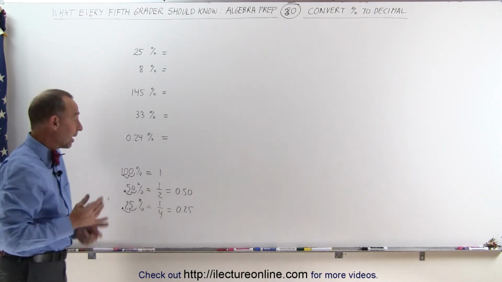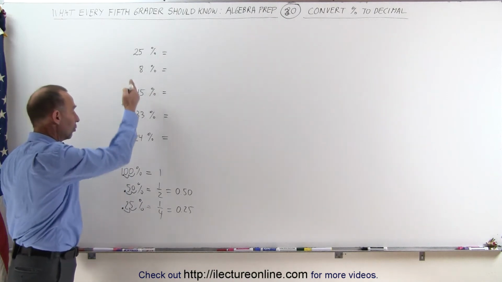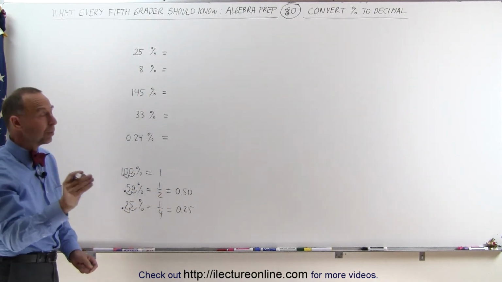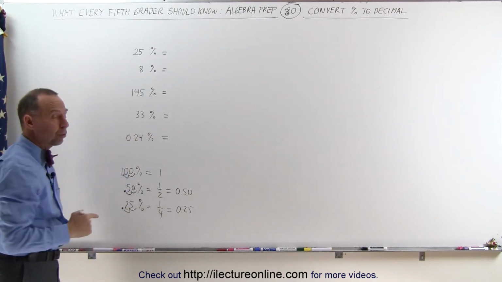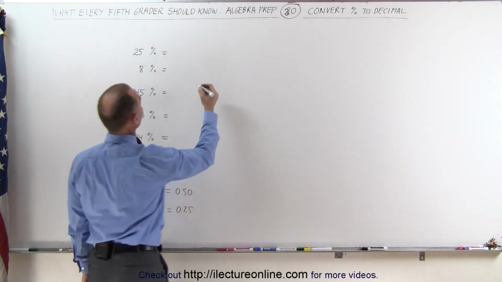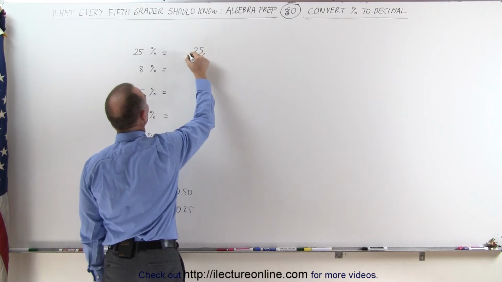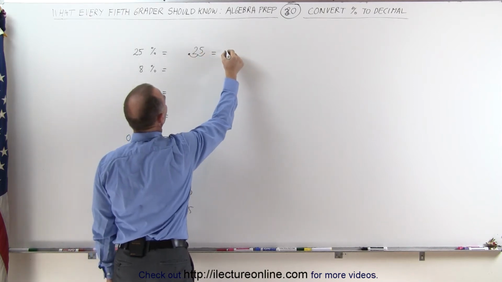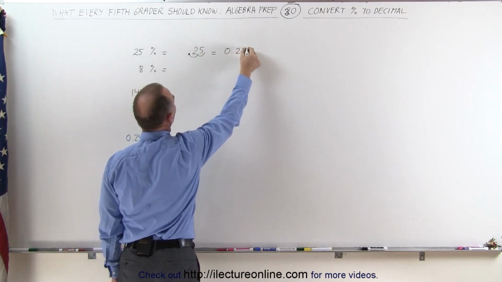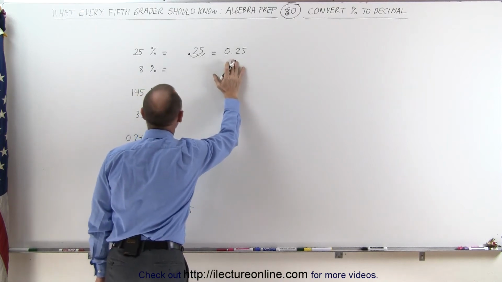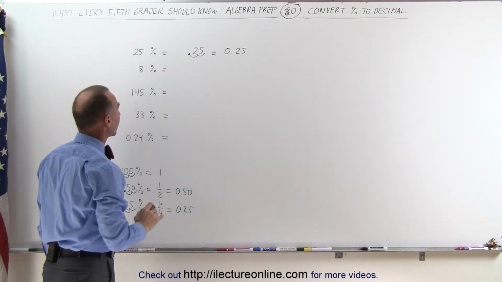So it looks like the technique to change a percent to a decimal is simply to write the number down and then to move the decimal place over 2 spots. Let's try that. We write the number down, 25, and then we move the decimal place over 2 spots, which means it's 0.25. So 0.25 is the same as 25%.